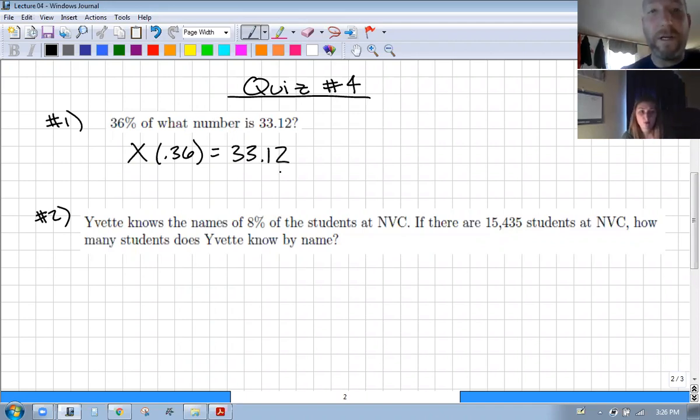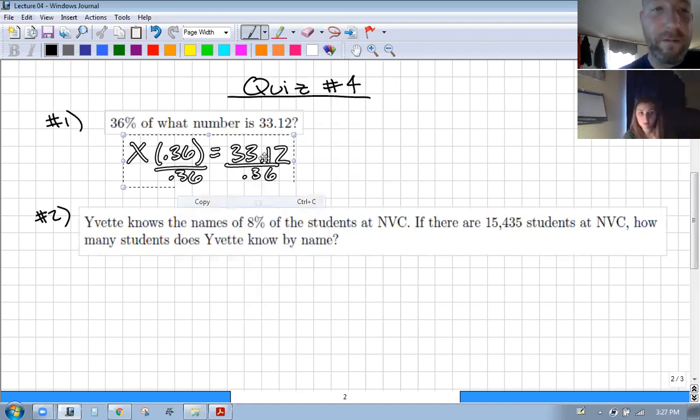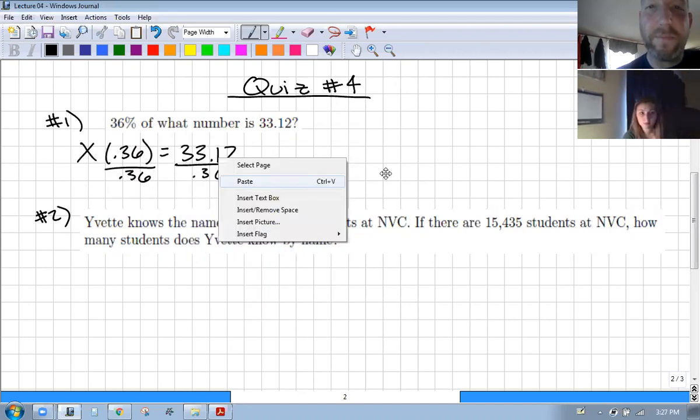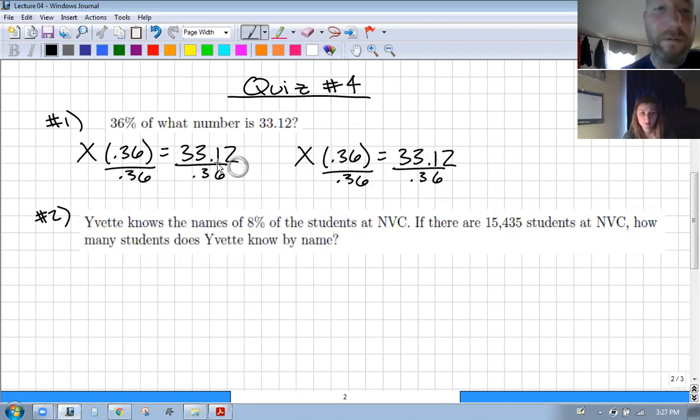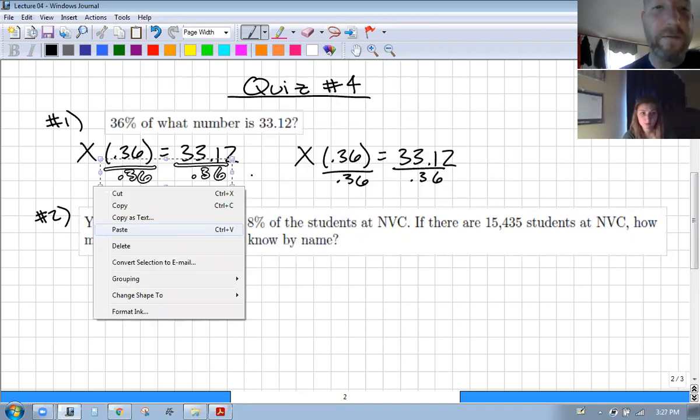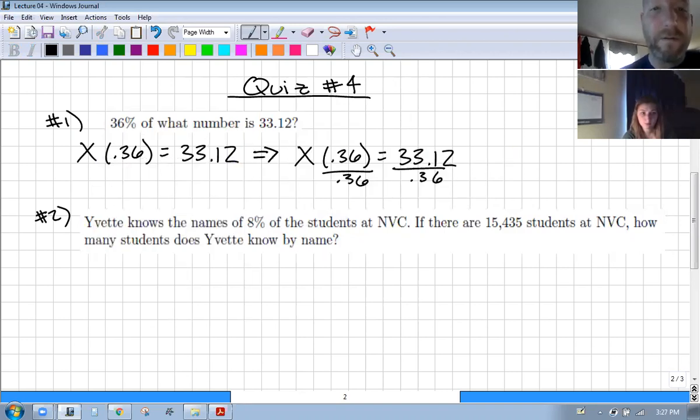So to solve for our x, divide both sides by 0.36. Actually, let me do this step by step. Have the setup here by itself. So there's our setup. And let's see, 33.12 divided by 0.36 is 92.